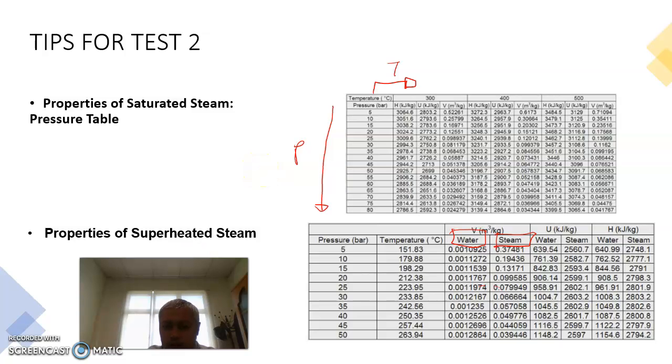In other words, the question that might be asked to you will consist of something that requires you to look at the steam table. So that's all for the tips, and I wish all of you all the best for your test 2 and also for your FYP.